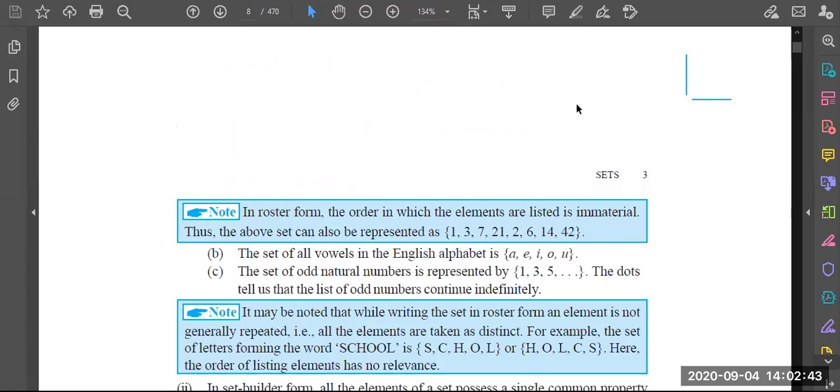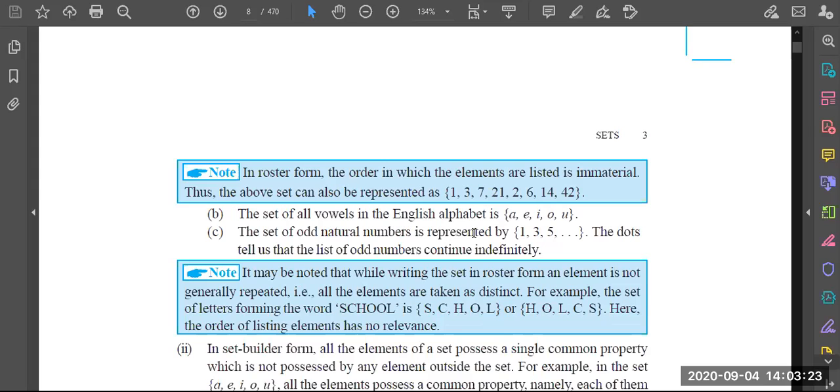But if I ask you to write all the natural numbers, obviously it will be difficult to write all the natural numbers in roster form. Yes or no? It will be difficult because there are an infinite number of elements. So when we have a large number of elements or elements having some specific relation, it is difficult to write all the elements in roster form. In that case we will use set builder form. Let's see what set builder form is, but I hope all of you understood roster form. Yes or no? Just raise your hand.